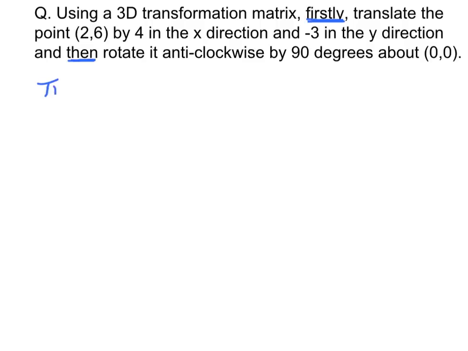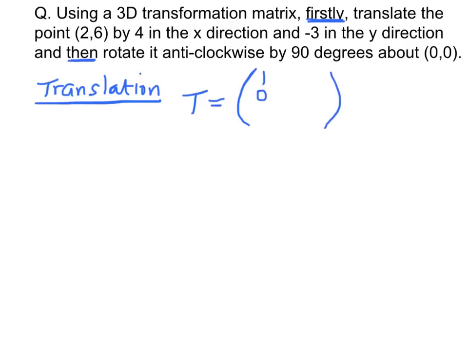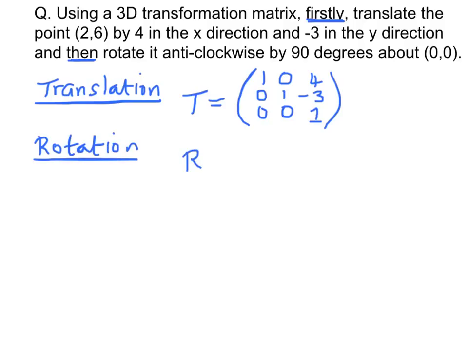Firstly, for the translation, we had the translation matrix. So for the translation, T I'll just call it. So T, the translation matrix, looked like this. So it was 1, 0, 0, 0, 1, 0, and it had the values 4 and minus 3 here, and a 1 here. For the rotation, we had the matrix, I'll call it R. And if you recall, it was a rotation by 90 degrees, and the cosine of 90 was 0, the sine of 90 was 1, but that was minus sine of 90, so that's 0. And then that was a 1, a 0, 0, and a 0, 0, 1.